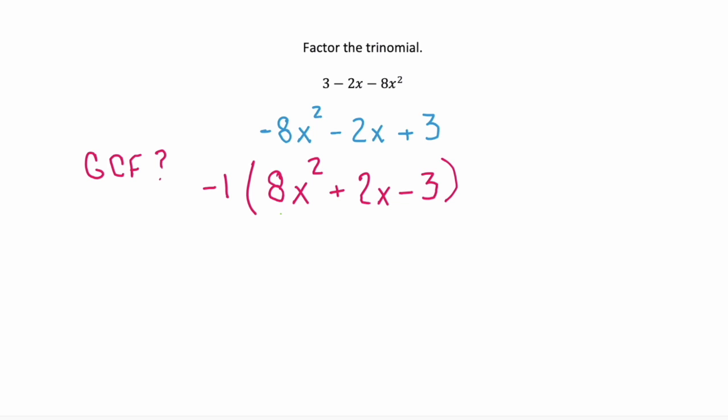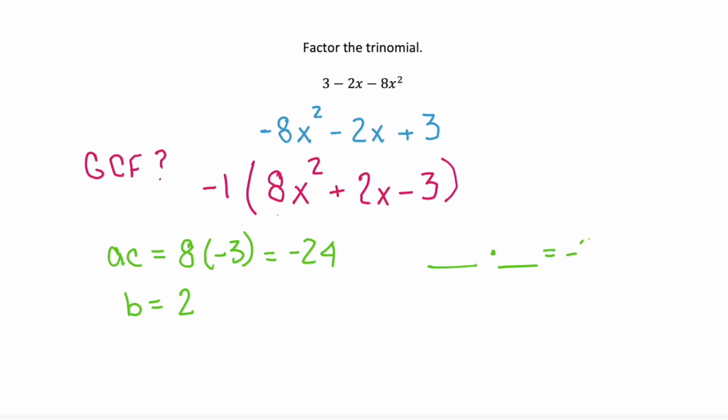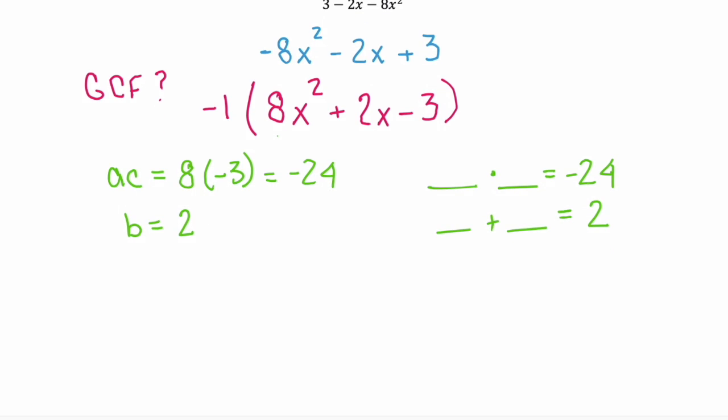Now notice that our remaining trinomial inside those parentheses has a leading coefficient that isn't 1. That means we want to factor with that key number method. A times c, or 8 times negative 3, which is negative 24, and b, which is the middle term, 2. So two numbers that multiply to negative 24, but at the same time they add to 2. So we're looking for two numbers that are going to be relatively close together. And to multiply to a negative, one's negative, one's positive.